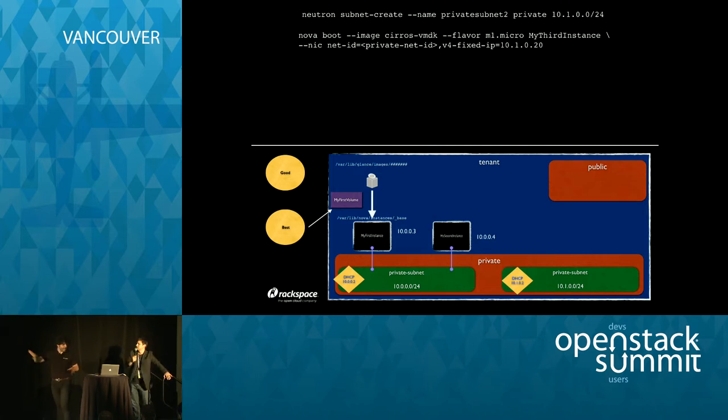So before we actually put the commands in, I'm just going to show you what we're going to do first. This is what we're going to do. So notice that when we boot it this time, we're actually going to boot it and specify the network that we want to boot on, and we're going to specify the IP address. And when we boot that thing, it's going to be connected to our second subnet.